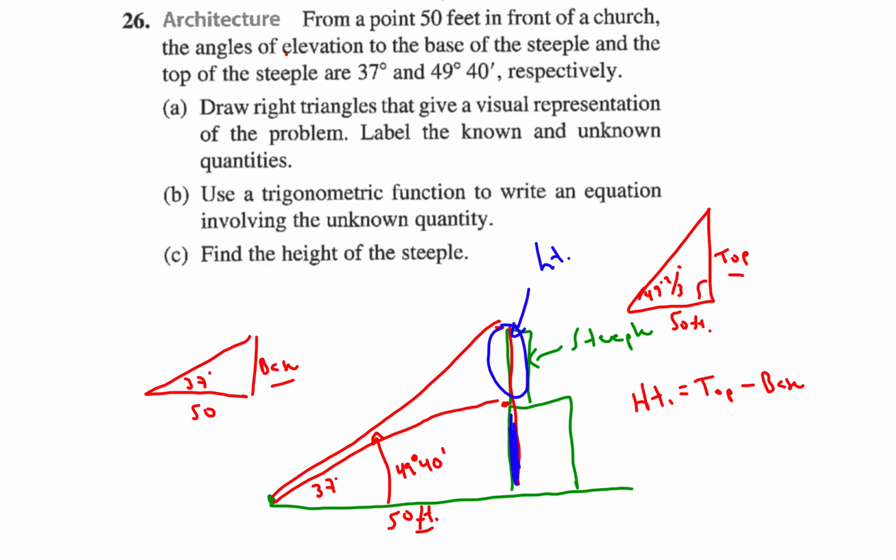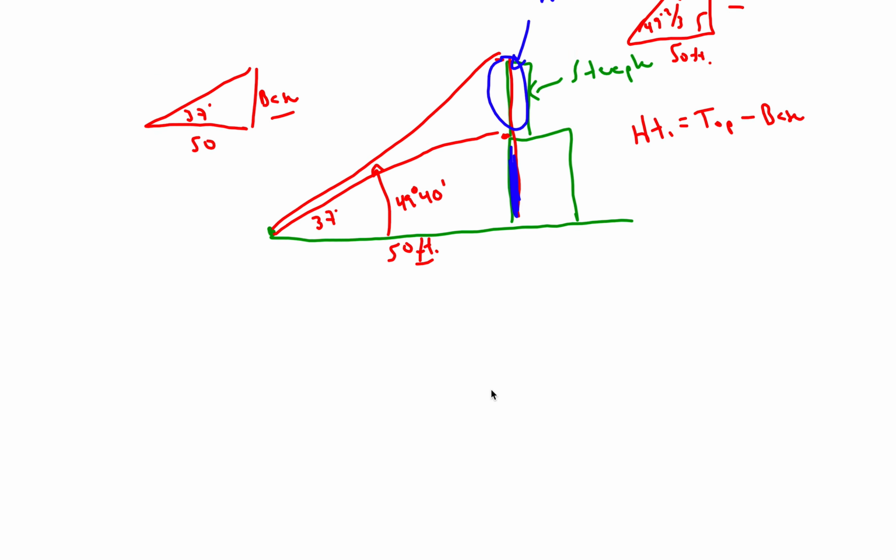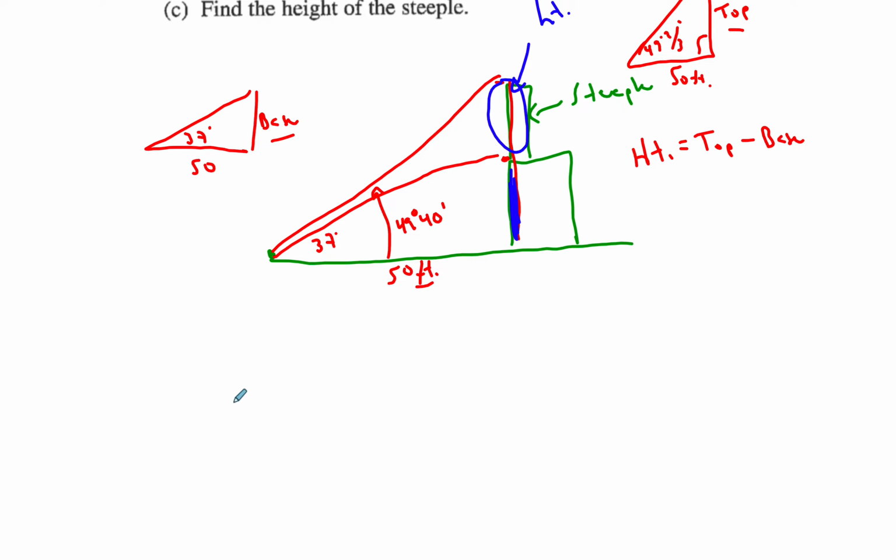Now it's going to be a very similar setup for both of these. So we're going to go ahead and scroll down here a little bit, give me some space. I'm going to use both of these triangles and their angles of elevation, and it's going to be the tangent because I'm looking at opposite and adjacent in each case, right? So I know that the tangent of 37 degrees is equal to base over 50, and that the tangent of 49 2/3 degrees is equal to top over 50.